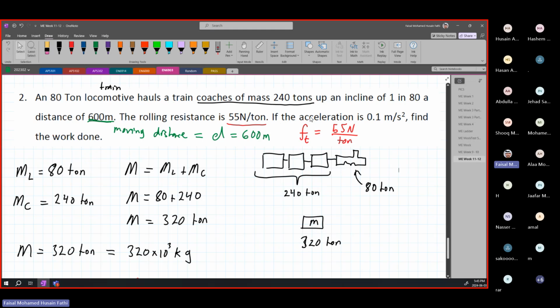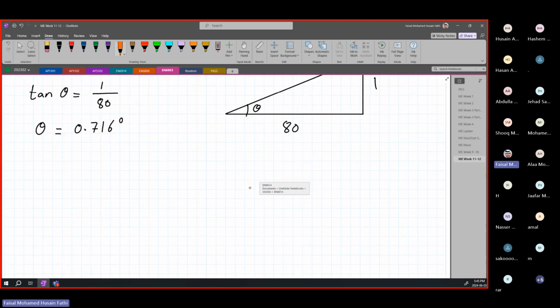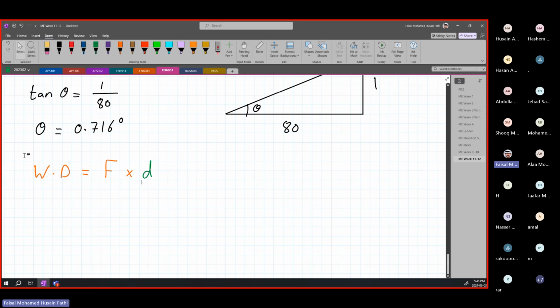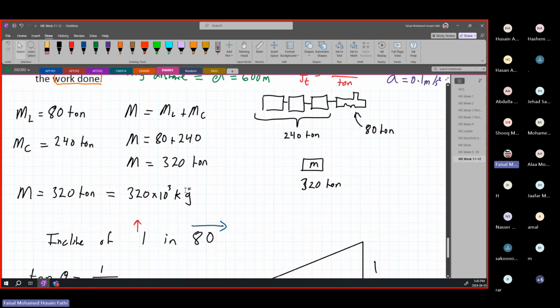All right. If the acceleration is 0.1 meters per second squared, so our A is equal to 0.1 meters per second squared, find the work done. So we need to find work done. Okay. So what do we need? We need to find our work done, which is going to be equal to a force times our distance. This is what it is. We have our distance, but we do not have our force. And we're going to need to find that. How do we do that?